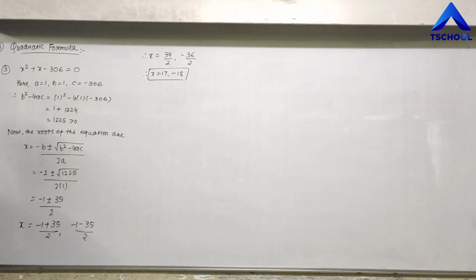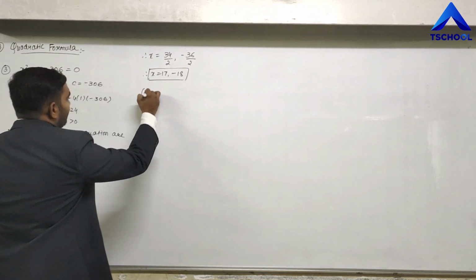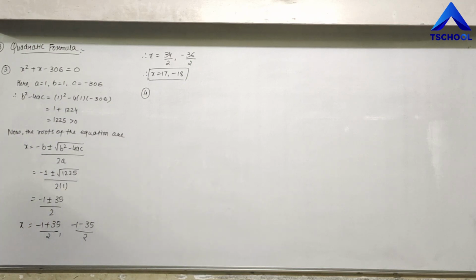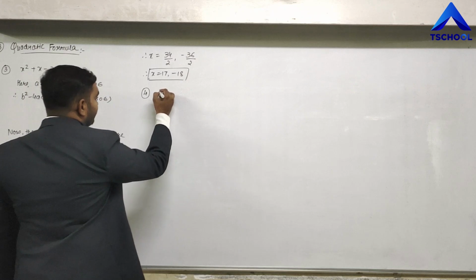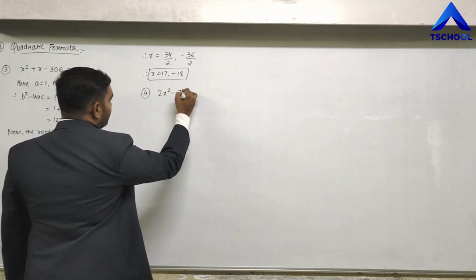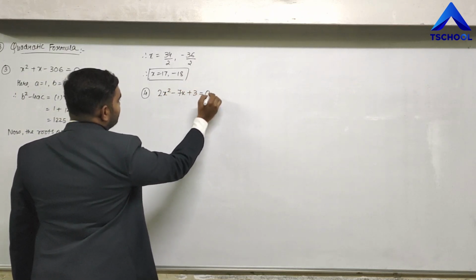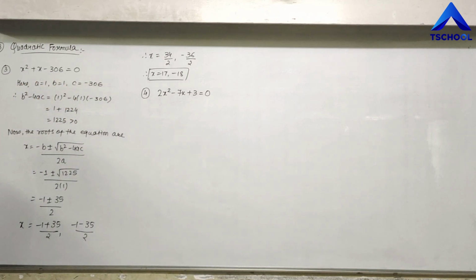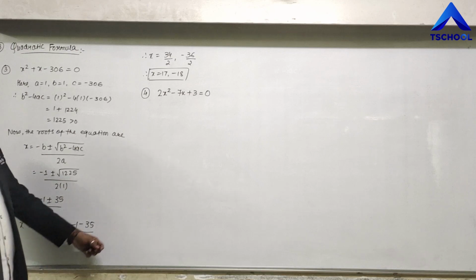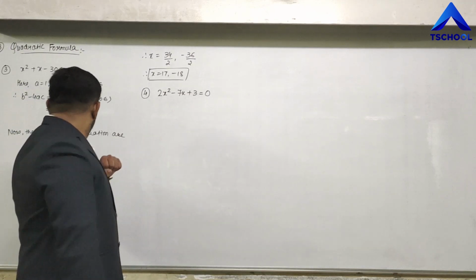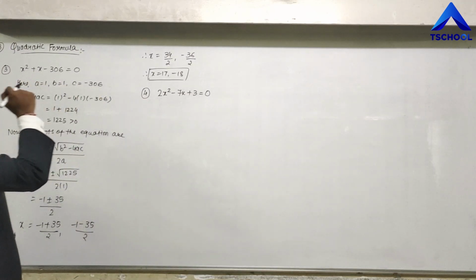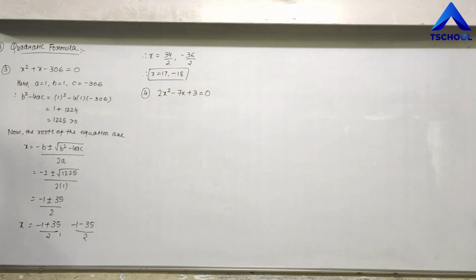Now moving on to the fourth question of the same method, that gives me an equation here: 2x square minus 7x plus 3 is equal to 0, right? So we shall find out some method. We shall use this quadratic formula here.